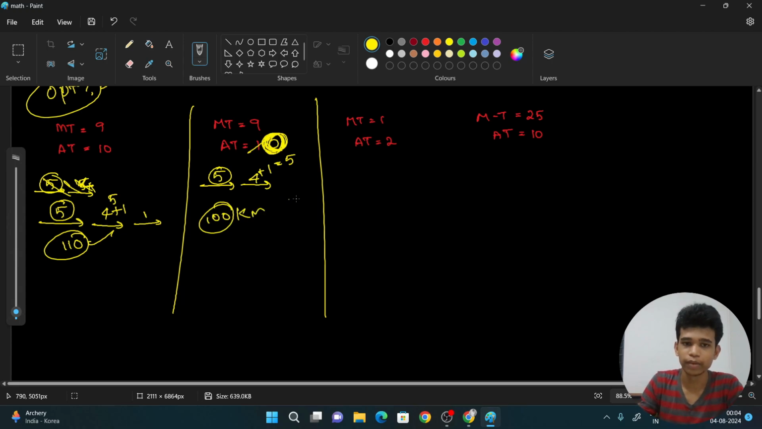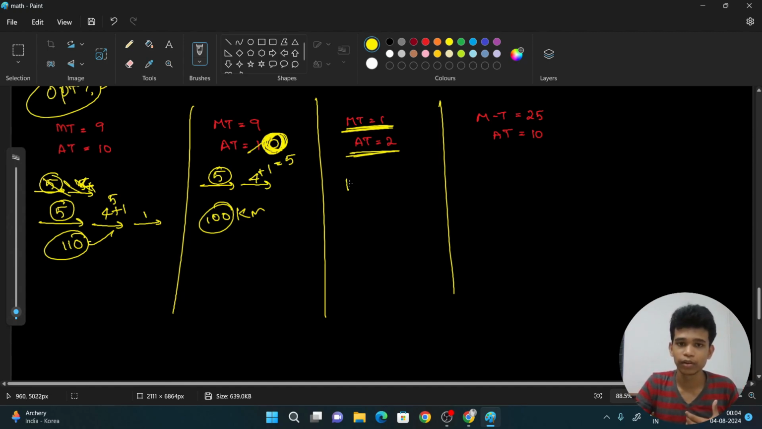So 100 kilometers will be the answer. Now see here, if our main tank is 1 and the additional tank is 2, we cannot consume 5 liters, right? So it will be 1. So 1 into 10 is equal to 10. Sorry, 10 kilometers. Okay. And then see this last example.